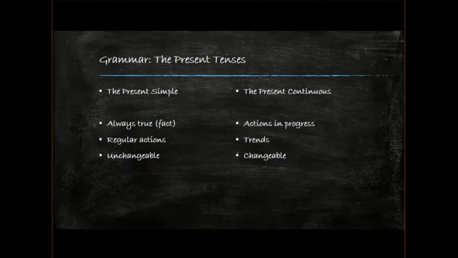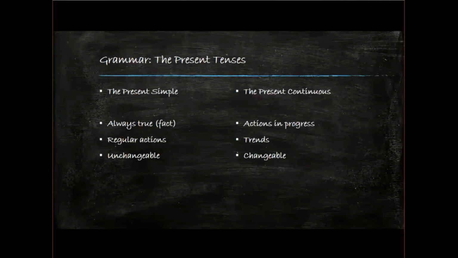So, phrases like I am a woman, I have long hair, I go to the gym 3 times a week, or about 60 million people live in Italy. Facts, habitual actions, and states in general.